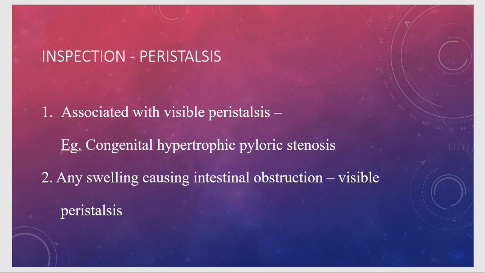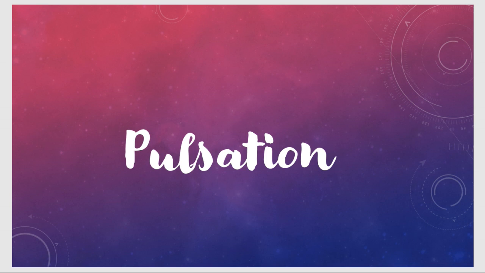Peristalsis on inspection: if any swelling is associated with visible peristalsis, it could be congenital hypertrophic pyloric stenosis. There will be visible peristalsis on the abdominal area due to this congenital hypertrophic pyloric stenosis, or any swelling that is causing intestinal obstruction. There is usually visible peristalsis we are supposed to get on inspection, right? Then pulsation. The next important thing is pulsation.